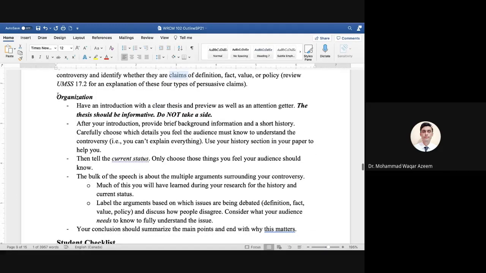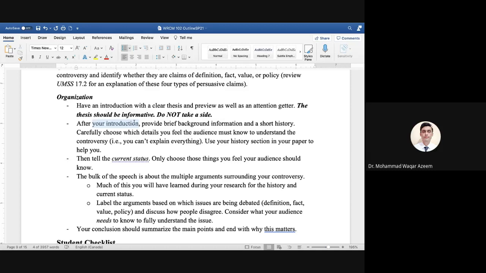So how would you organize your speech? You should have an introduction with a clear thesis and preview, as well as an attention getter. So this point is exactly there in the paper as well, right? But now you are going to verbally speak it. The thesis should be informative, okay? Do not take a side.